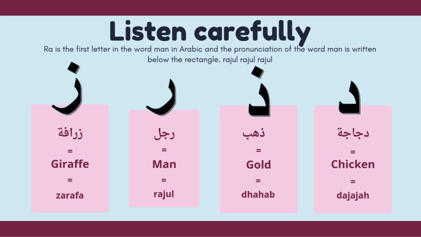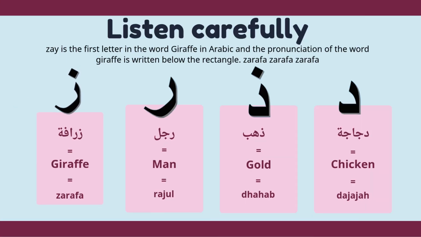Ra is the first letter in the word man in Arabic, and the pronunciation of the word man is written below the rectangle. Rajulun. Zay is the first letter in the word giraffe in Arabic, and the pronunciation of the word giraffe is written below. Zarafa.